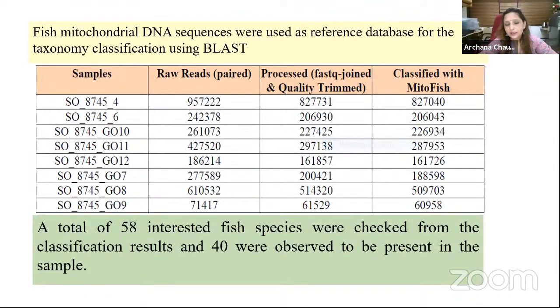Finally, the BLAST analysis, you can see how many reads are there. The BLAST analysis shows that, of whatever we were interested in, a total of 58 fish species were checked, and 40 were observed to be present in both the Pong reservoir as well as the Gobind Sagar reservoir.